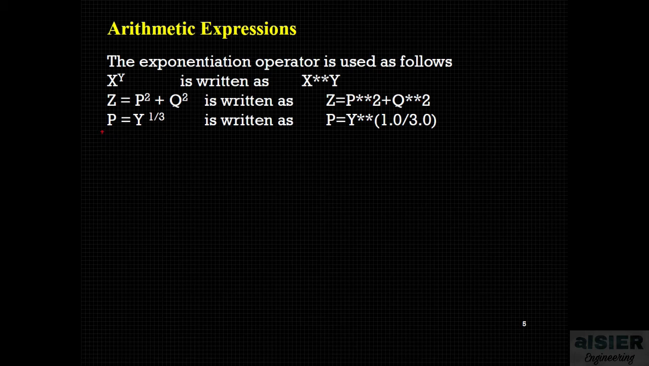Similarly, if you want to write p is equal to y raised to power 1 by 3, it is written like this: p is equal to y asterisk asterisk, and now this 1 by 3 should be in bracket. Remember, in Fortran, first thing that will execute is what is in bracket.